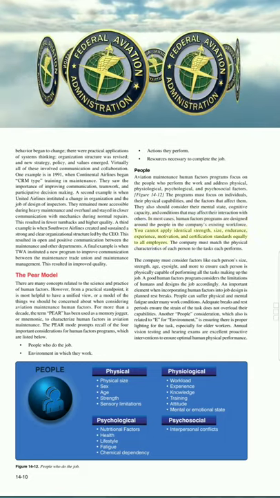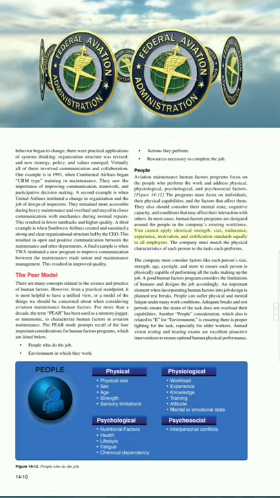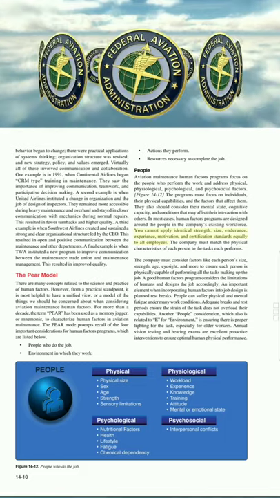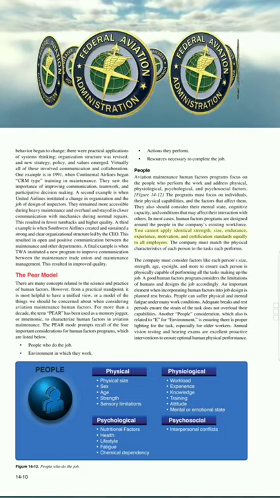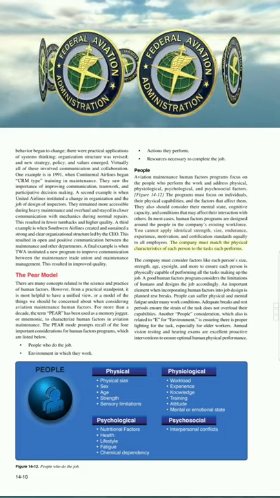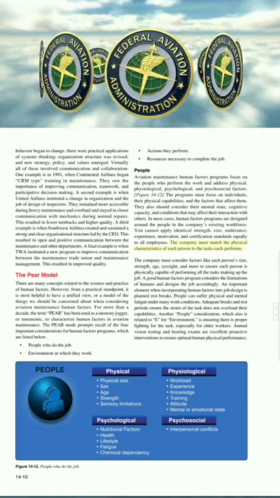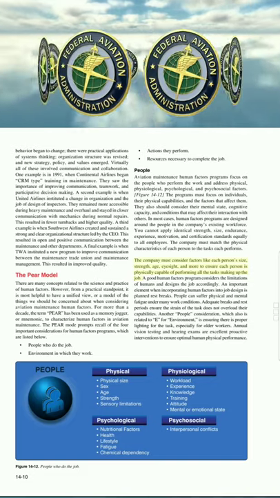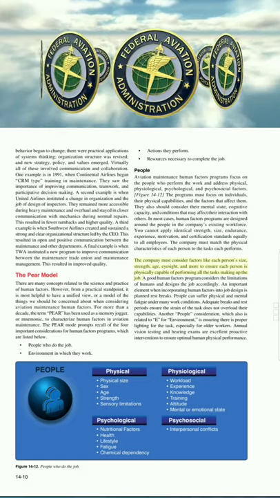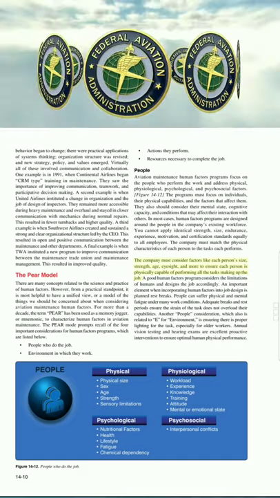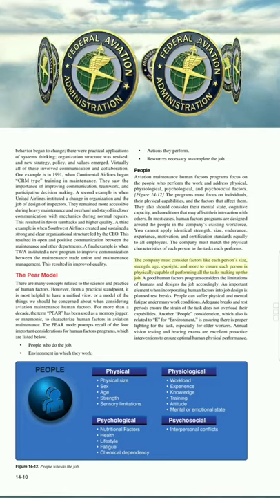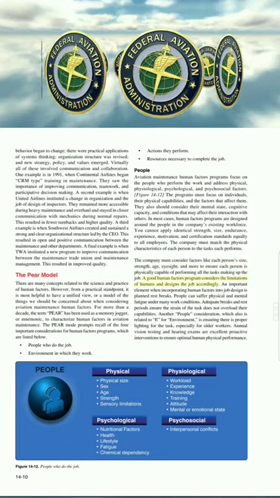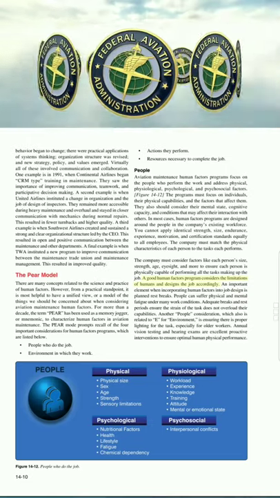You cannot apply identical strength, size, endurance, experience, motivation, and certification standards equally to all employees. The company must match the physical characteristics of each person to the tasks each performs. The company must consider factors like each person's size, strength, age, eyesight, and more to ensure each person is physically capable of performing all the tasks making up the job. A good human factors program considers the limitations of humans and designs the job accordingly.